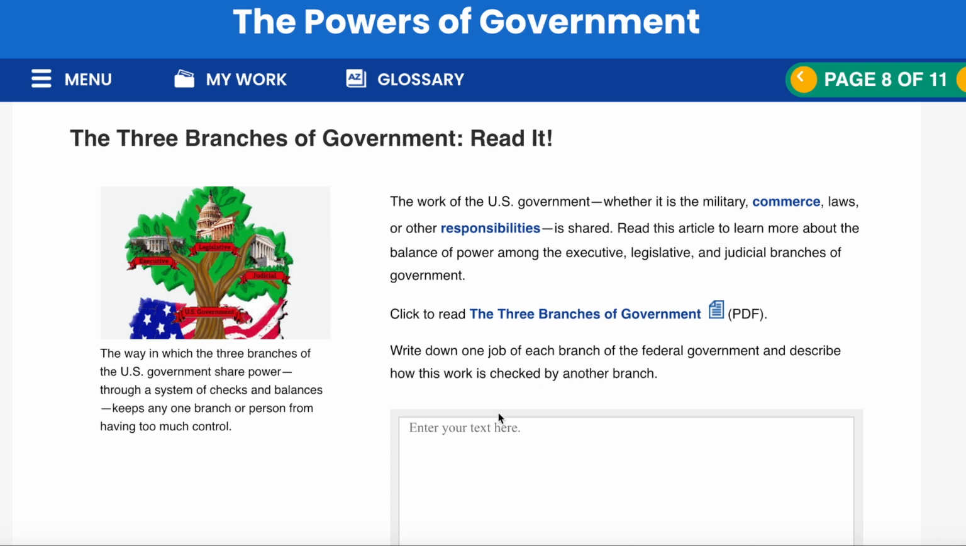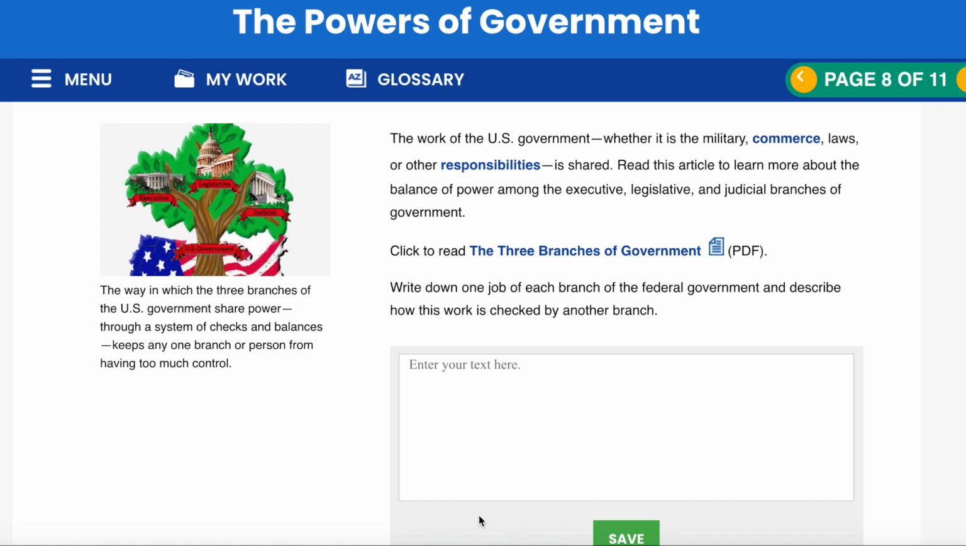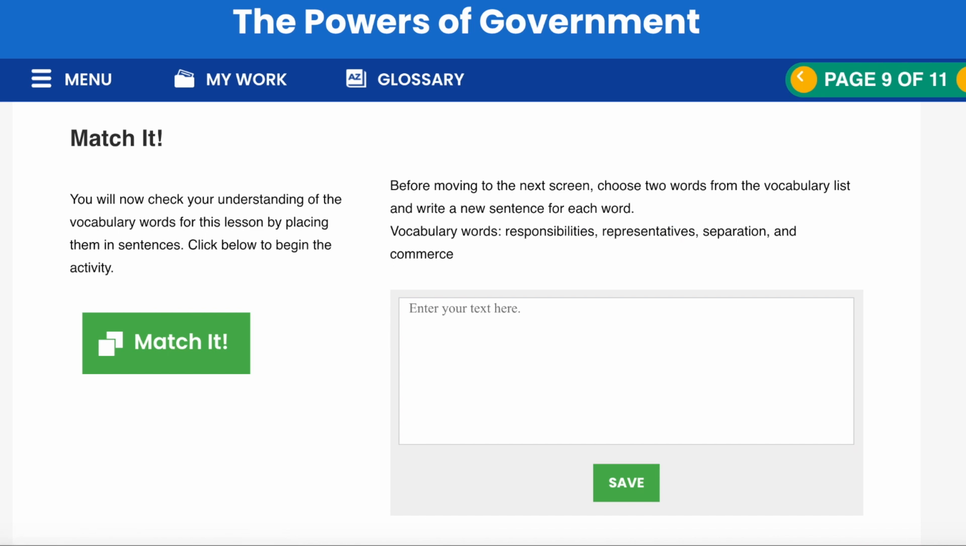Okay, so 3 jobs, one job for each of these 3, and then how that can either be checked or balanced out by another branch. Take some time to pause your video and continue with this one now. We will be skipping this page as well.